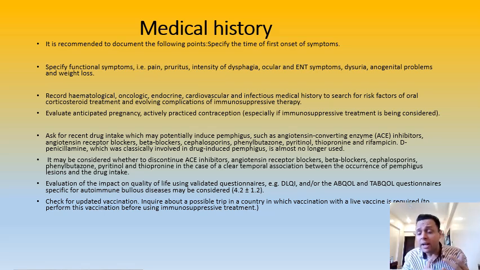Ask for drug intake, because we have already emphasized that drugs and food are very, very important. Drug history should be there, because it can be a triggered pemphigus or a drug-induced pemphigus, especially ACE inhibitors, angiotensin receptor blockers, beta blockers, cephalosporin, phenylbutazone, pyritinol, penicillamine, tiopronin, rifampicin, even D-penicillamine. They can cause drug-induced pemphigus. D-penicillamine can produce a pemphigus foliaceus-like picture.